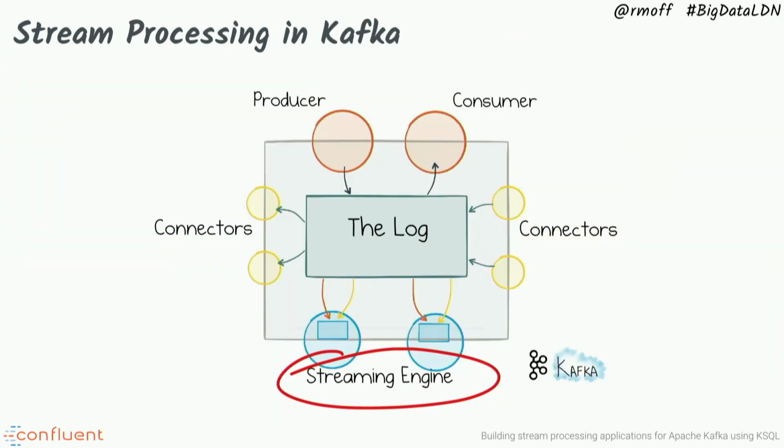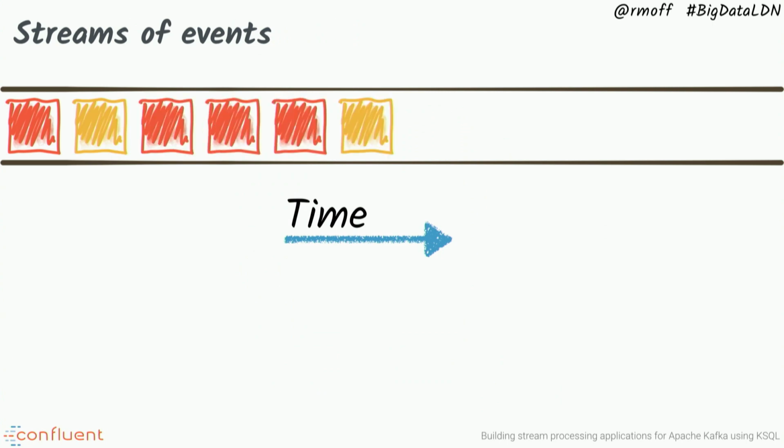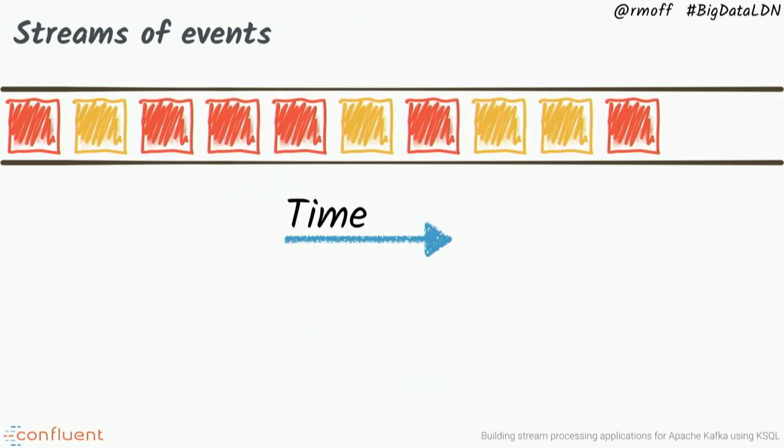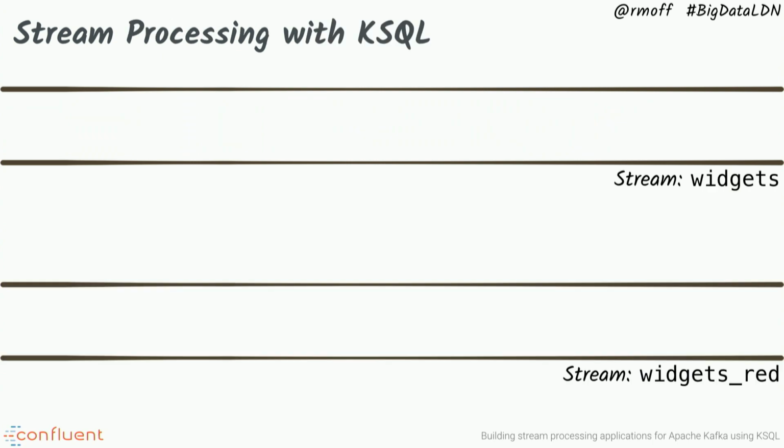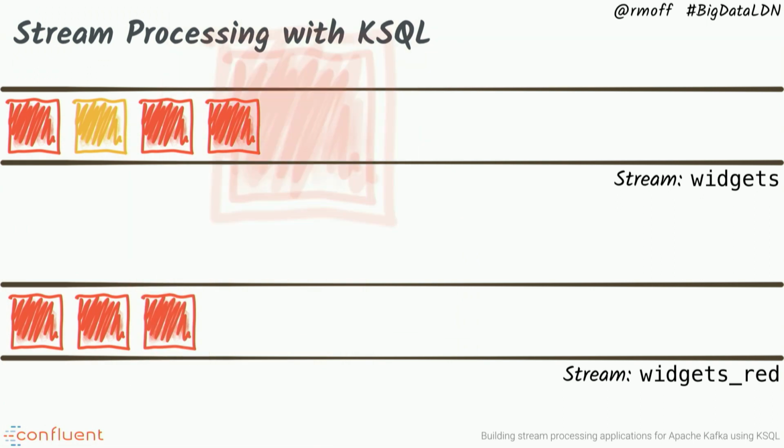And Kafka has built-in stream processing capabilities. So when we talk about stream processing, we're talking about taking a stream of events. Something happened. A customer bought something, someone clicked on something, my application did something, something happened. And we want to process that stream of events. We've got a stream of widgets. Okay, these widgets are coming in, and some are red and some are yellow, and we want to do something with them. We want to filter it.